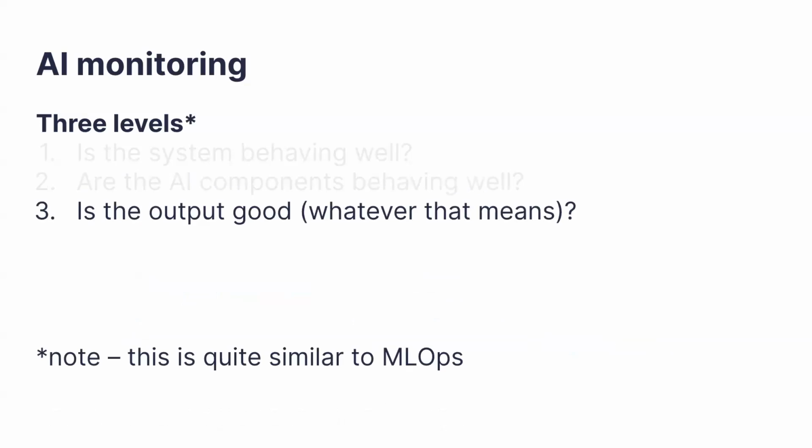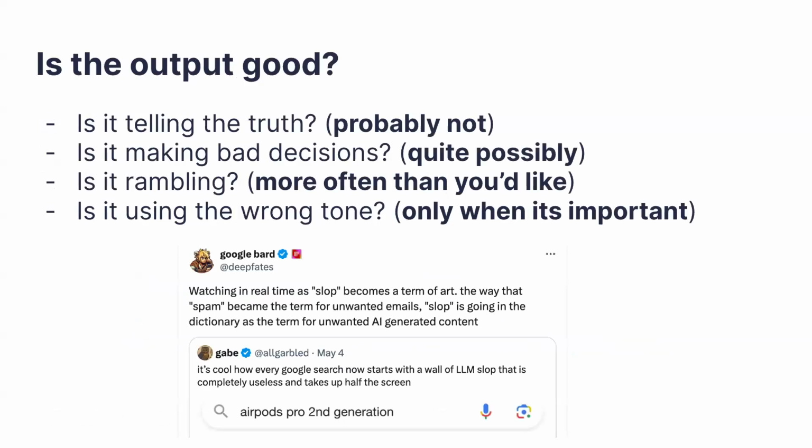All right, and then is the output good, whatever that means? Here's where I'm going to get a little bit snarky, because I just have fun. I have some feelings about generative AI. So is it telling the truth? Probably not. AI doesn't actually know what the truth is, right? It's a tool that can make something that can convince people that it's the truth. But it really just says what is the most probable response, right?